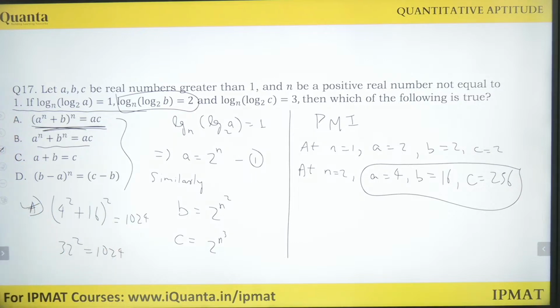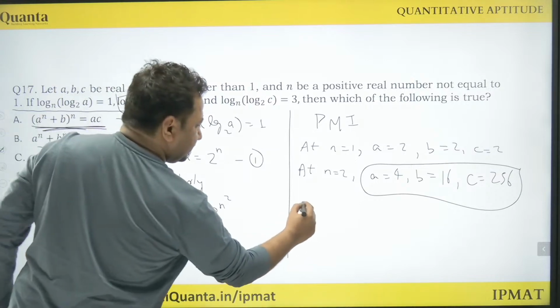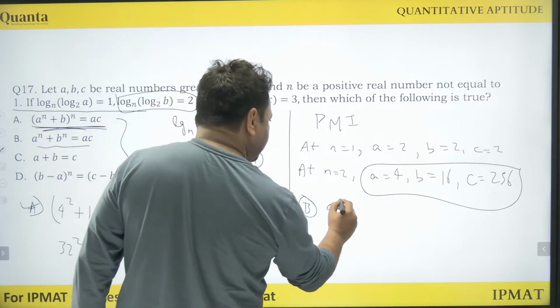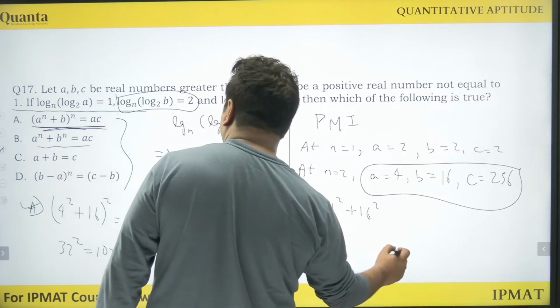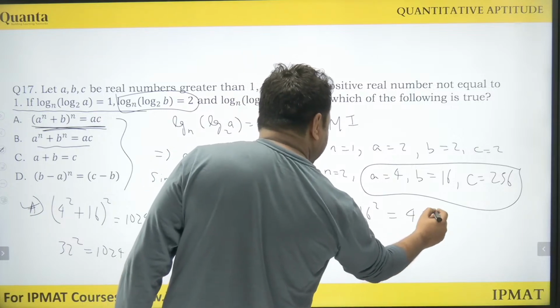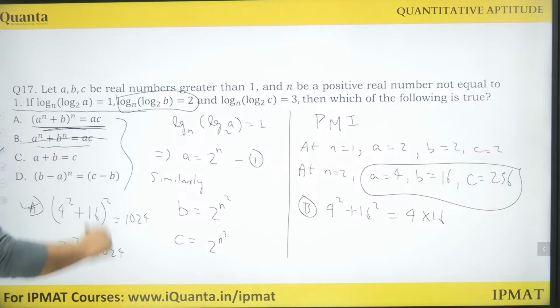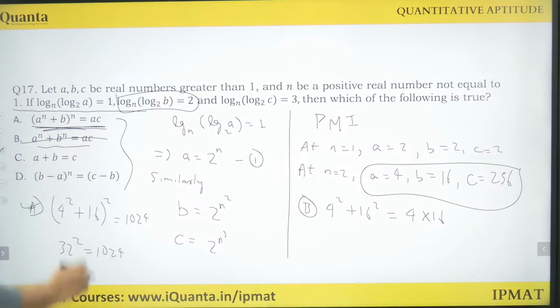Alright, only one will satisfy. Let us try to put in B as well. So checking for option B for n equal to 2. 4 square plus 16 square must be equal to 4 into 16. Is that so? Not really. So B doesn't satisfy. A plus B equal to C, C option doesn't satisfy. Only A satisfies, so we'll go with A. This is a brilliant technique to save a lot of time and come to a correct conclusion.